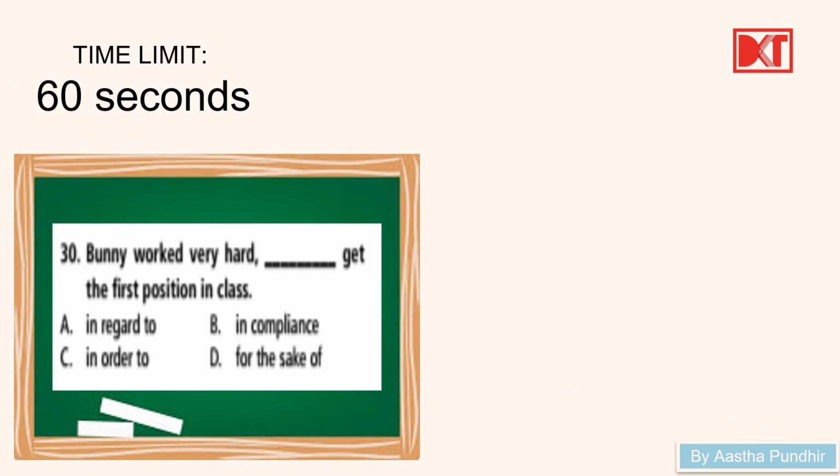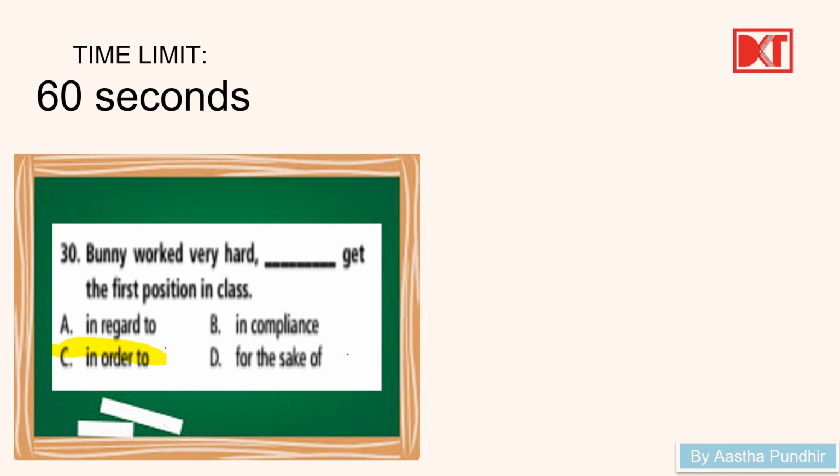Here, Bunny worked very hard, dash, get the first position in class. A: In regard to get the first position. B: In compliance, get the first position. C: In order to get the first position. Or D, for the sake of get the first position. And the correct answer is in order to.